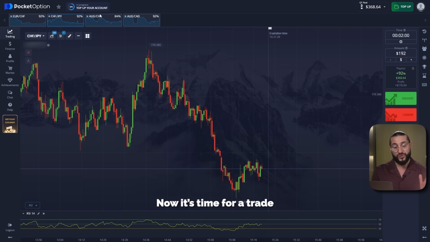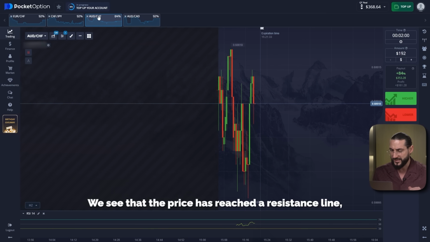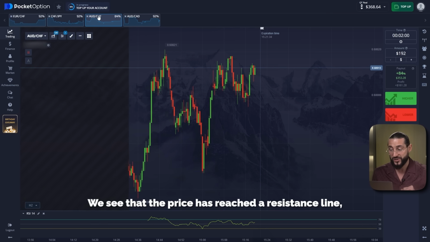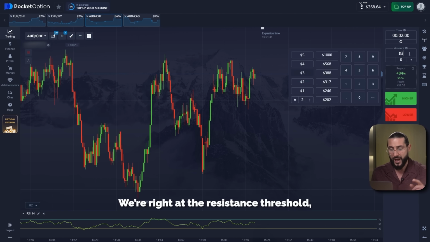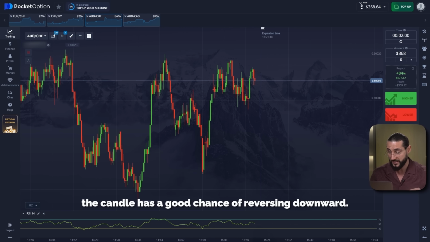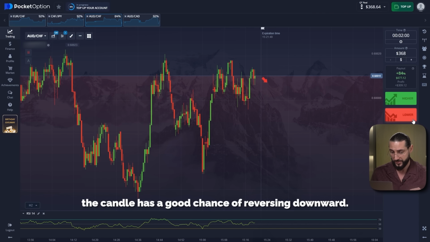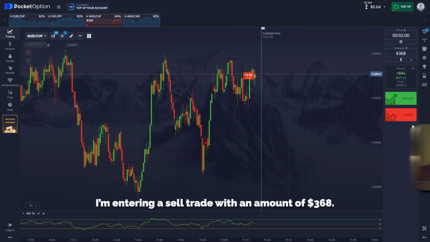Now it's time for a trade on the Australian dollar-Canadian dollar currency pair. We see that the price has reached a resistance line and the RSI indicator shows a potential reversal. We are right at the resistance, and with a 2-minute time frame the candle has a good chance of reversing downward. I'm entering a sell trade with an amount of $368.